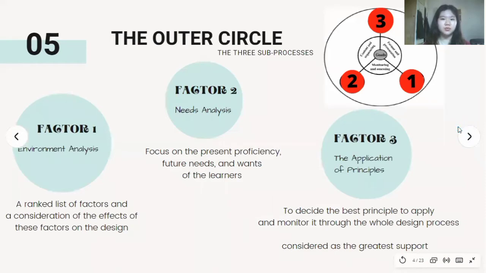The outer circle, which we also know as the three sub-processes. Factor 1 is environment analysis, Factor 2 is needs analysis, and Factor 3 is the application of principles.